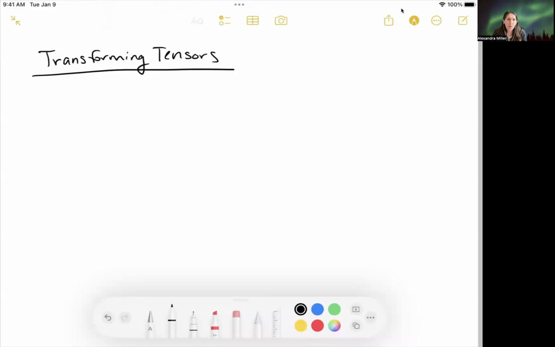Hi, in this video, I'm going to talk about how we can transform tensors. In general relativity, we have different objects. We have vectors. We now know we also have these objects called tensors, which might have a higher rank. And in special relativity, we want to see what these objects look like in different reference frames.